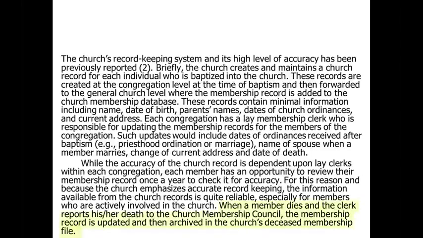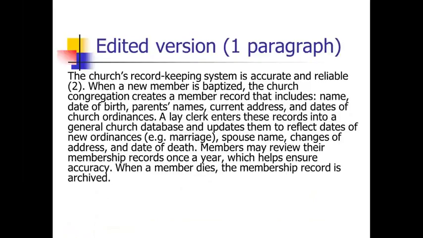And then that last sentence about when a member dies, we don't need to know that it's reported to the church membership council, because what we care about here are the records. That's what we're using for the study. So we can get rid of a lot of extra details here. It's really not that important who's doing the reporting and who's archiving the records. We already know it's the lay clerk who's keeping track of these things. So I just pared that down to when a member dies, the membership record is archived. So you can get this down quite a bit. Hopefully you were able to get something similarly short.